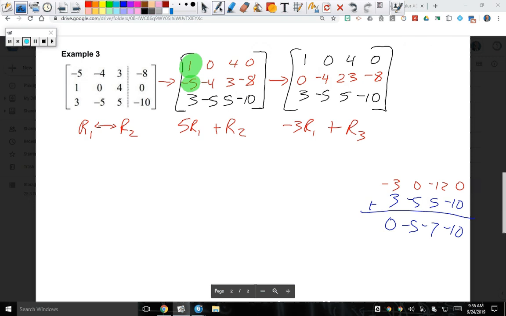Okay? So guys, when you run out of space, I want you to do this like on your quiz. Write an arrow, and then over here on your next row, just start right here. So row 3 became 0, negative 5, negative 7, negative 10. Everything else stayed the same.